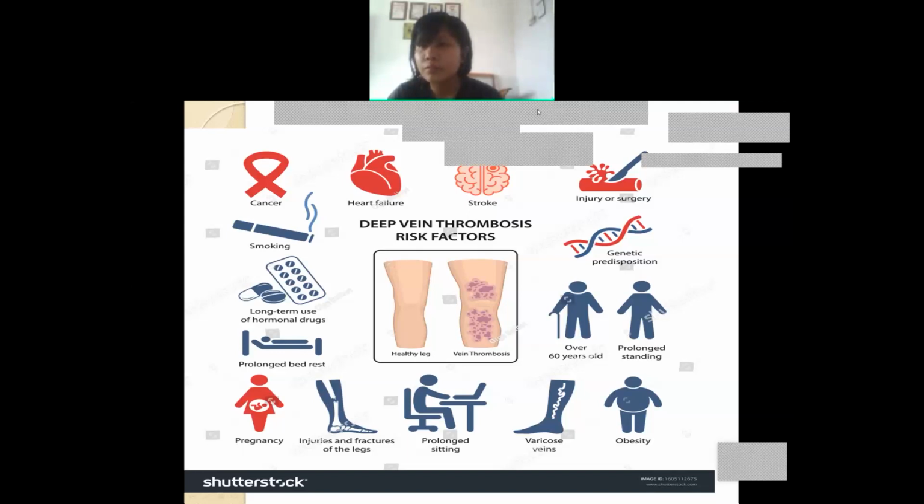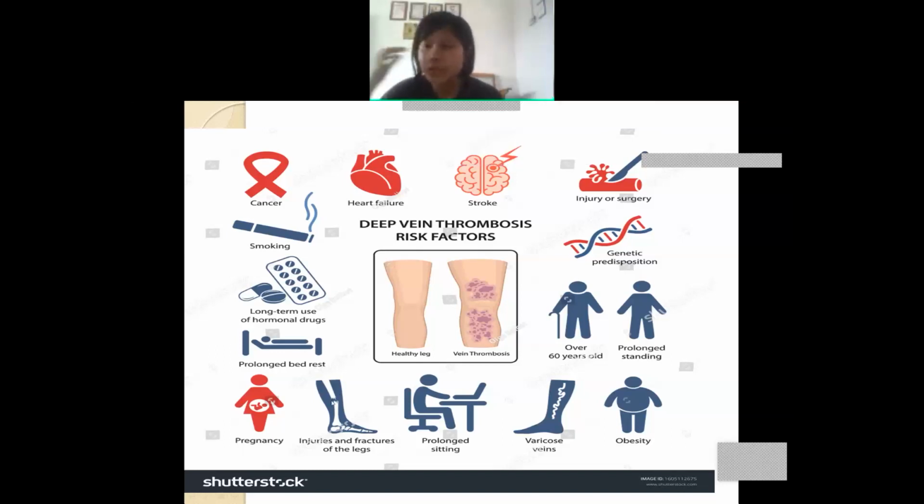Obviously, it's not normal anymore, right? So because of all this, what will happen? There will be inflammation and clotting of the blood. That's why it will lead to DVT, that is deep vein thrombosis. We have already discussed this.